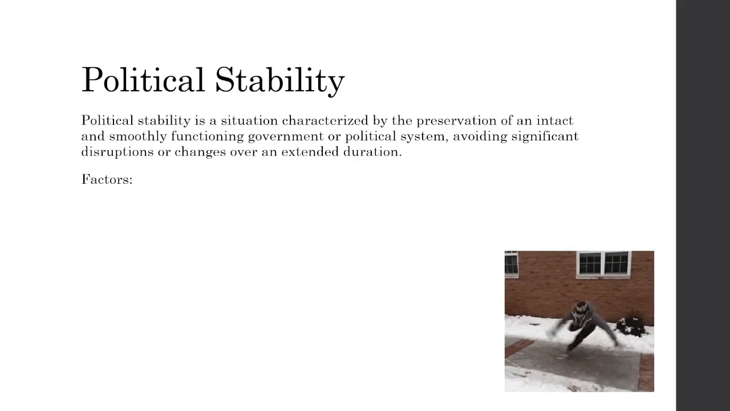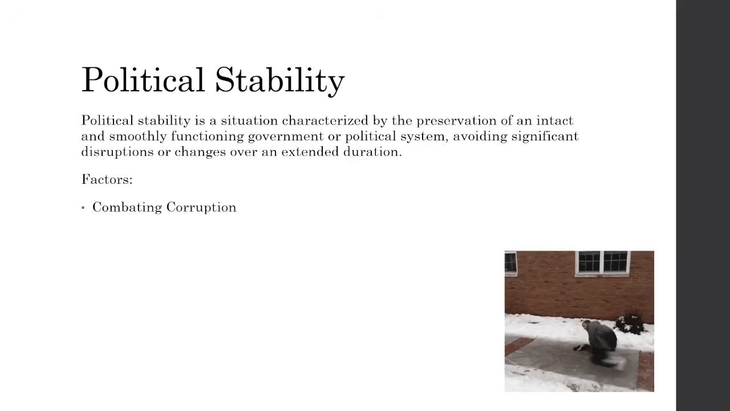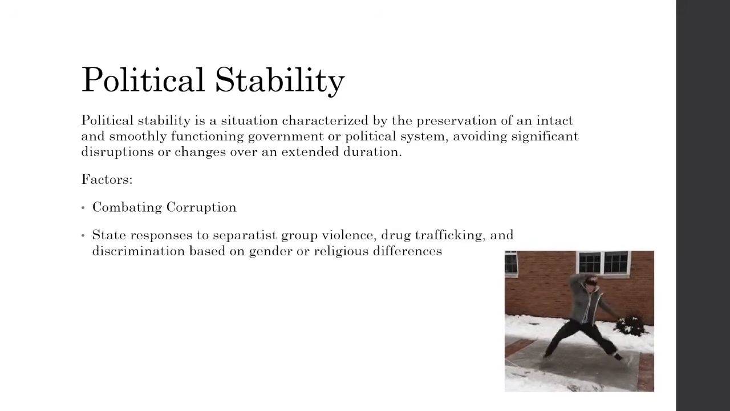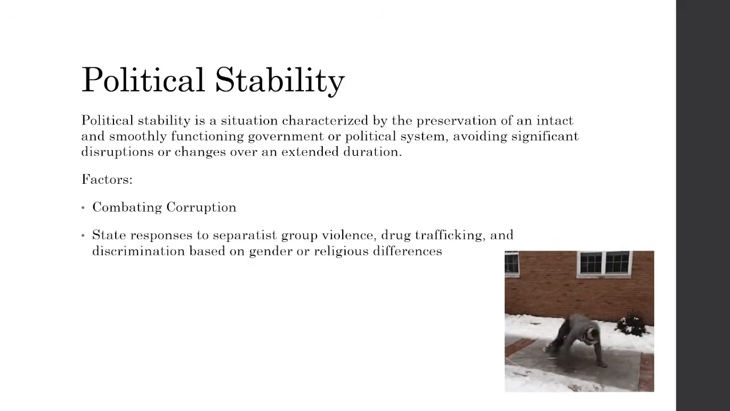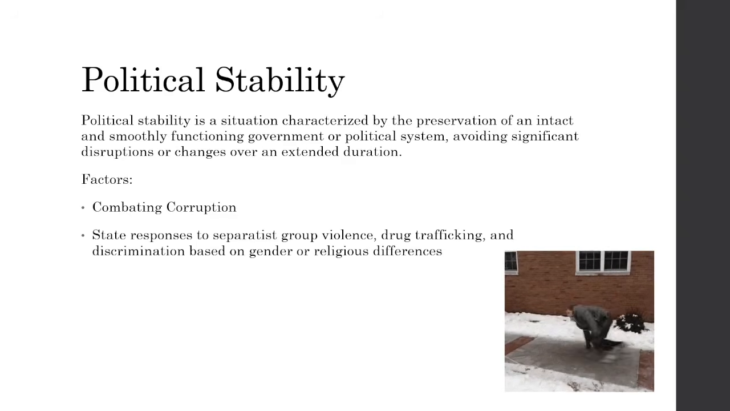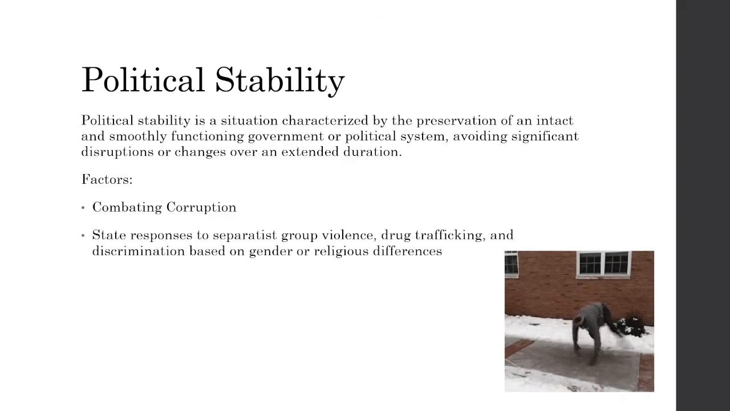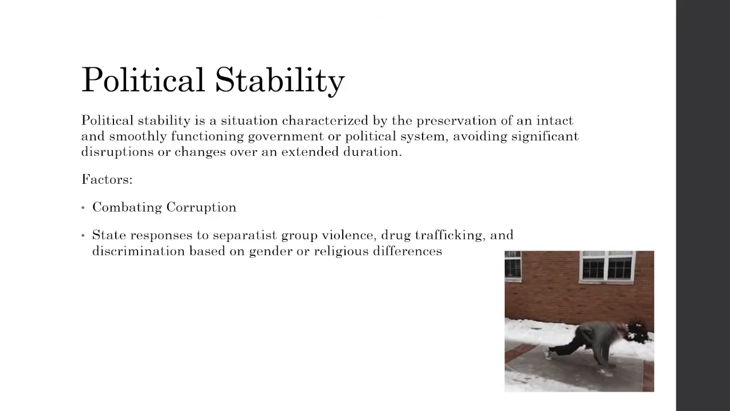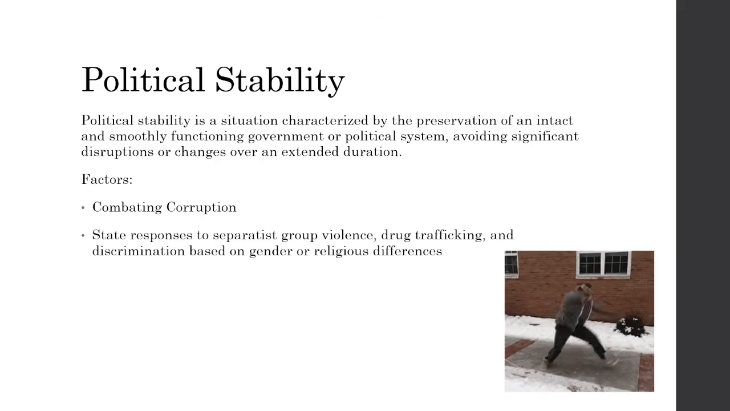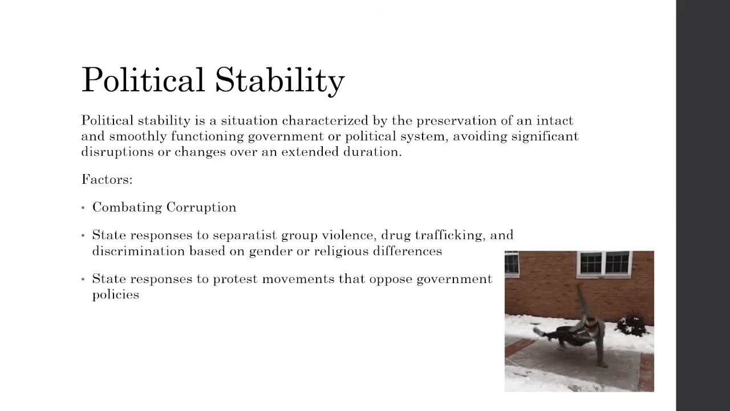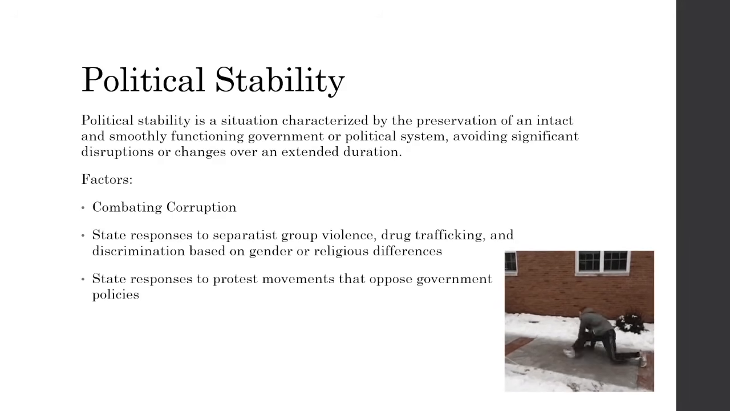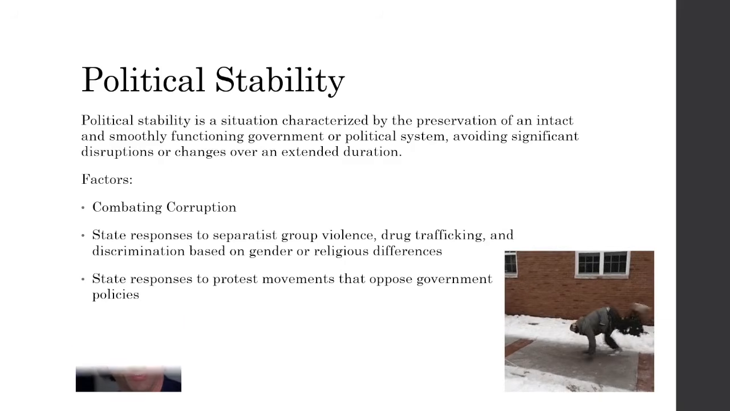So there are various factors that we need to know about that affect political stability, such as combating corruption. Corruption makes a very unstable government. State responses to separatist group violence. So those are groups that want to separate from the country, like the Irish did in the UK. Ireland became its own country because of this. There's also drug trafficking, particularly in Mexico, and discrimination based on gender and religious differences. Iran's a big focus for this, but they've also combated this to increase political stability. Then there's state responses to protest movements that oppose government policies.